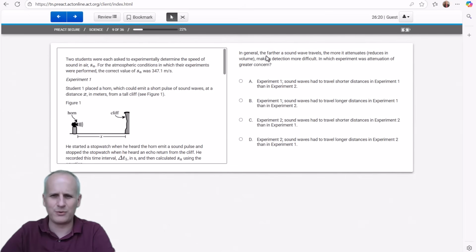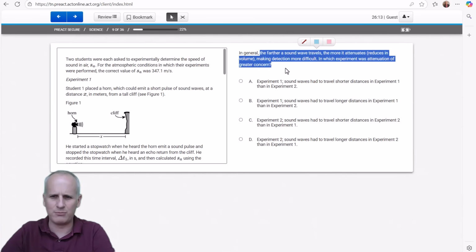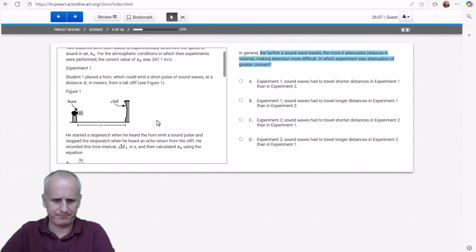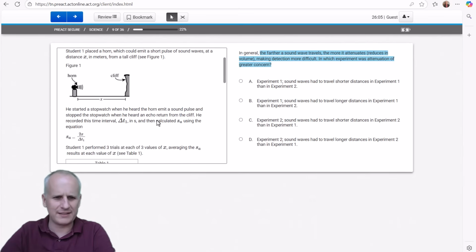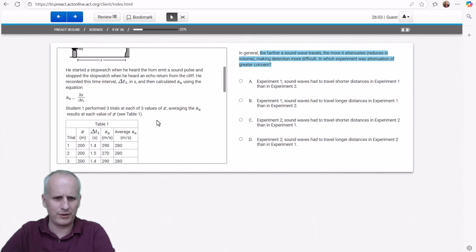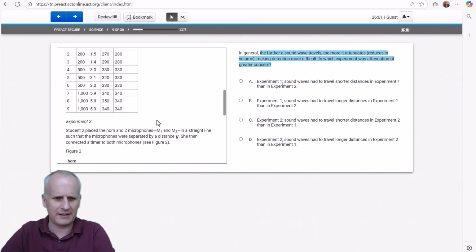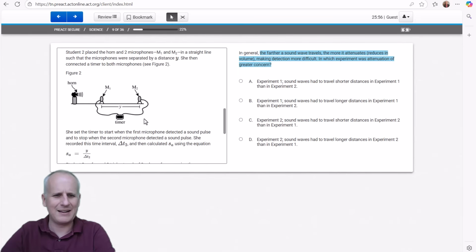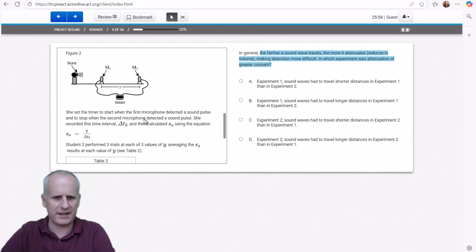Moving on to the next question, we've got, in general, the farther a sound wave travels, the more it attenuates, making detection more difficult. In which experiment was attenuation of greater concern? So it reduces in volume. So we've got this short pulse, and we're looking at how it went back and forth. And between the two, we've got a shorter distance.